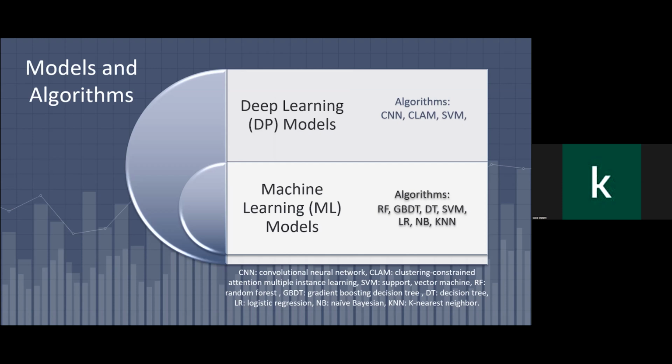We have some machine learning models, which we call ML models, and mostly the algorithms used were RF, GBDT, DT, SVM, LR, MB, and KNN. You can see the abbreviations below, or you can take a screenshot if you want to know them for the future. And then we have deep learning models. As I said, deep learning is a bit smarter than machine learning. The algorithms are CNN, which means convolutional neural network, CLAM, and SVM.